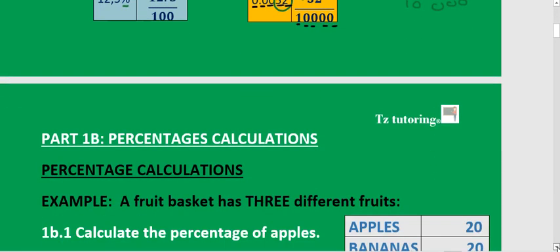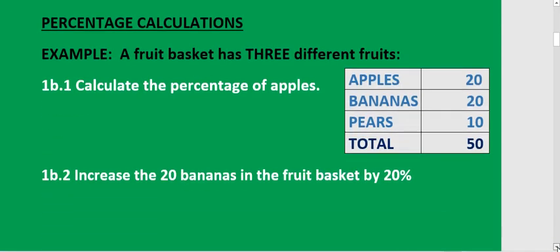All right then, now let's go on to the calculations. We are given a fruit basket, and the fruit basket contains 3 different fruits. We have 20 apples, 20 bananas, 10 pears in the basket, and of course the total of all the fruits is 50. So let's answer these questions.